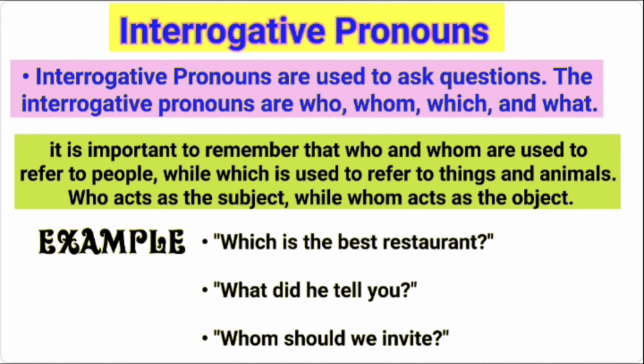Our next pronoun is interrogative pronouns. Interrogative pronouns are used to ask questions. The interrogative pronouns are who, whom, which, and what. So students, it is important to remember that who and whom are used to refer to people, while which is used to refer to things and animals. Who acts as the subject while whom acts as the object.